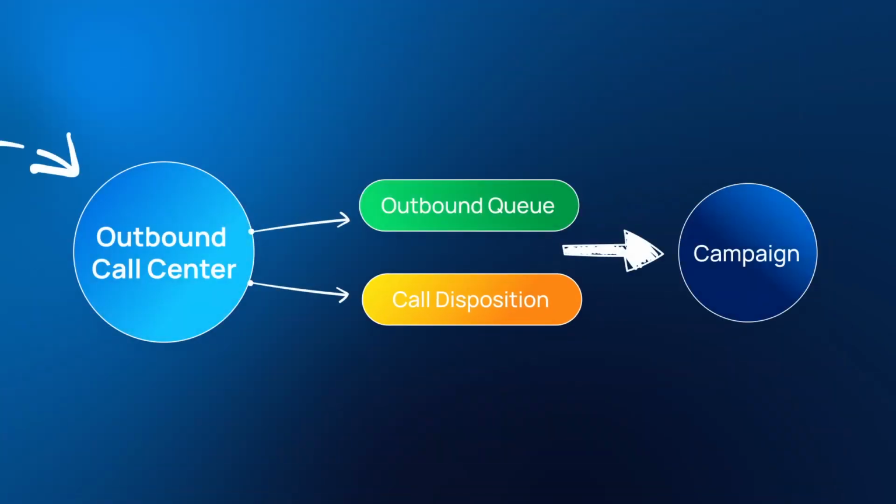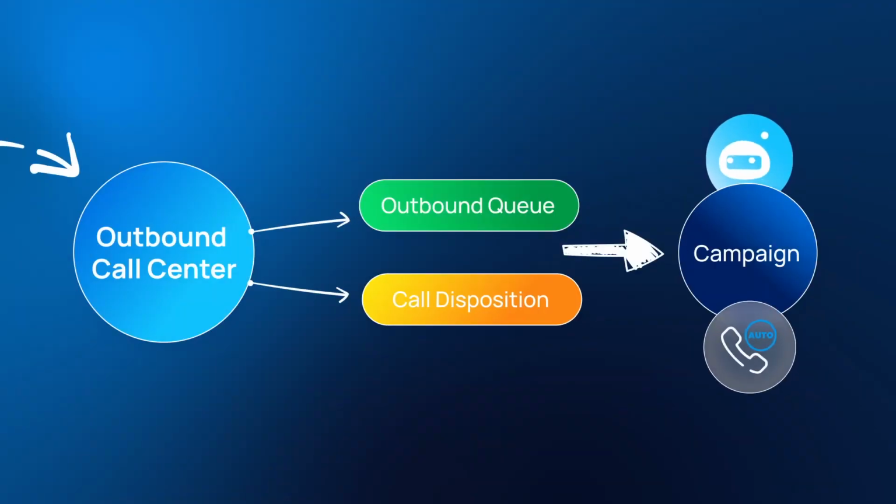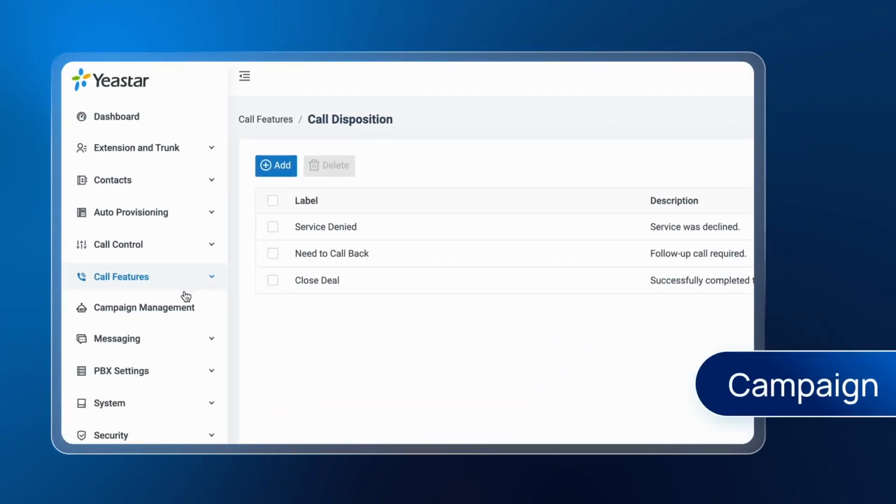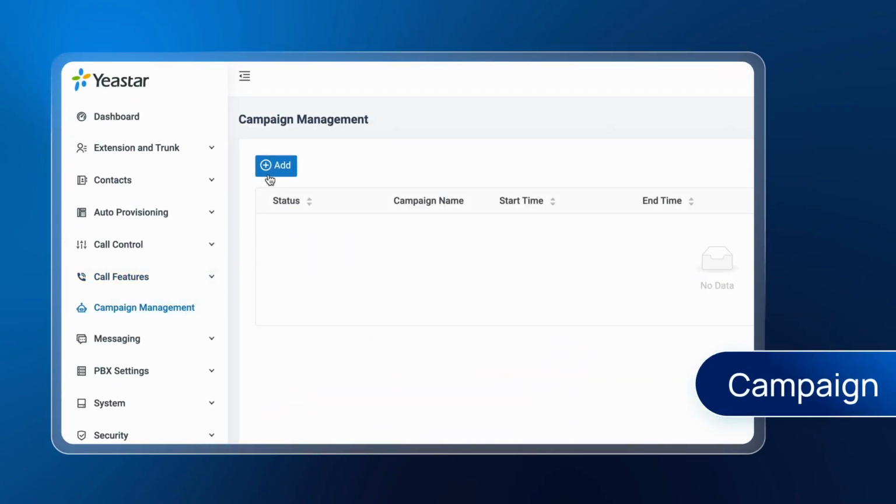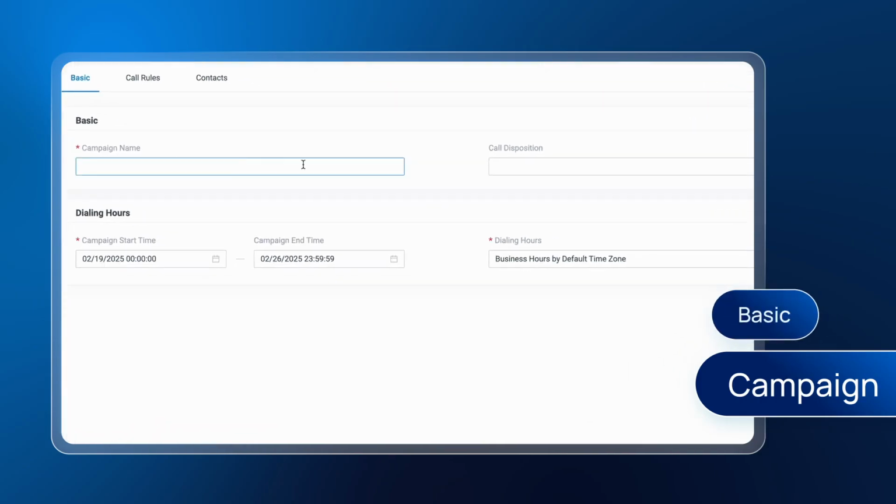Now you can move forward to create campaigns, which are essentially auto-dialing tasks for the system. In the Call Features section, you will find Campaign Management. Click on Add to create a new campaign. First, you will need to name this campaign, and then choose the selectable call dispositions for this campaign. Any unselected dispositions will not be available for agents during this campaign.